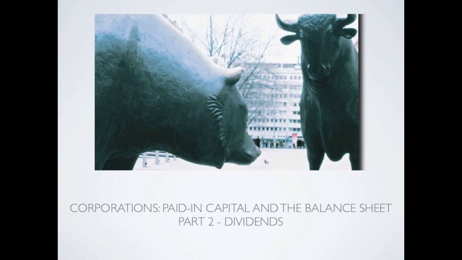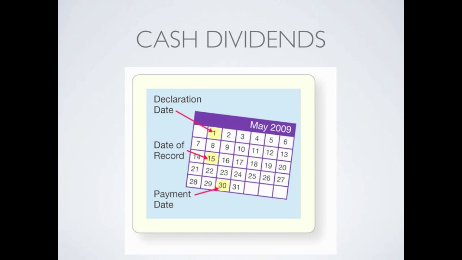Operations, paid in capital, and the balance sheet series, and here we'll be discussing dividends. So when we pay out a cash dividend, there are three things that happen. There's a declaration date, there's what's called a date of record, and of course the date we pay the dividends. So let's just discuss these three briefly.